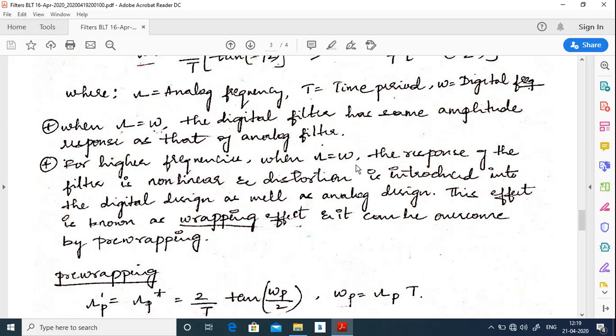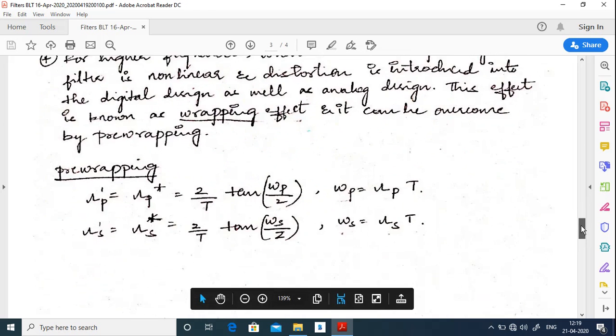So in general, nonlinear systems are not stable. So we are not designing an unstable system. As a result, we need to overcome the nonlinearity. How? That can be overcome by overcoming the warping effect. That can be achieved with the help of pre-warping. Okay. So how to do pre-warping? That will be the next question.